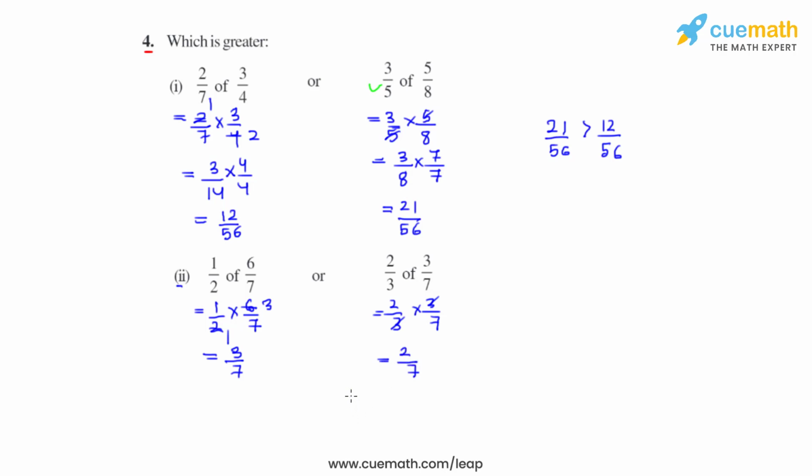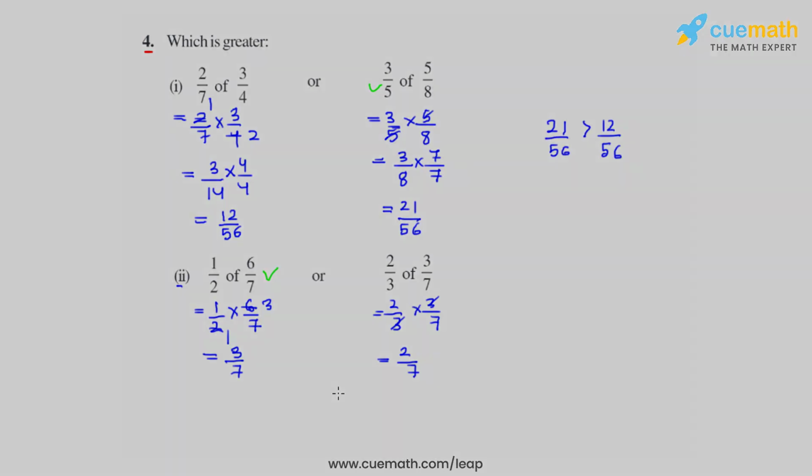Now we see that the denominators are already the same, so they are like fractions. So we can easily compare the numerators: 3 over 7 is greater than 2 over 7 because 3 is greater than 2. We can clearly say that 1 over 2 of 6 over 7, that is half of 6 over 7, is greater than 2/3 of 3 over 7. And this is how we solve this problem.